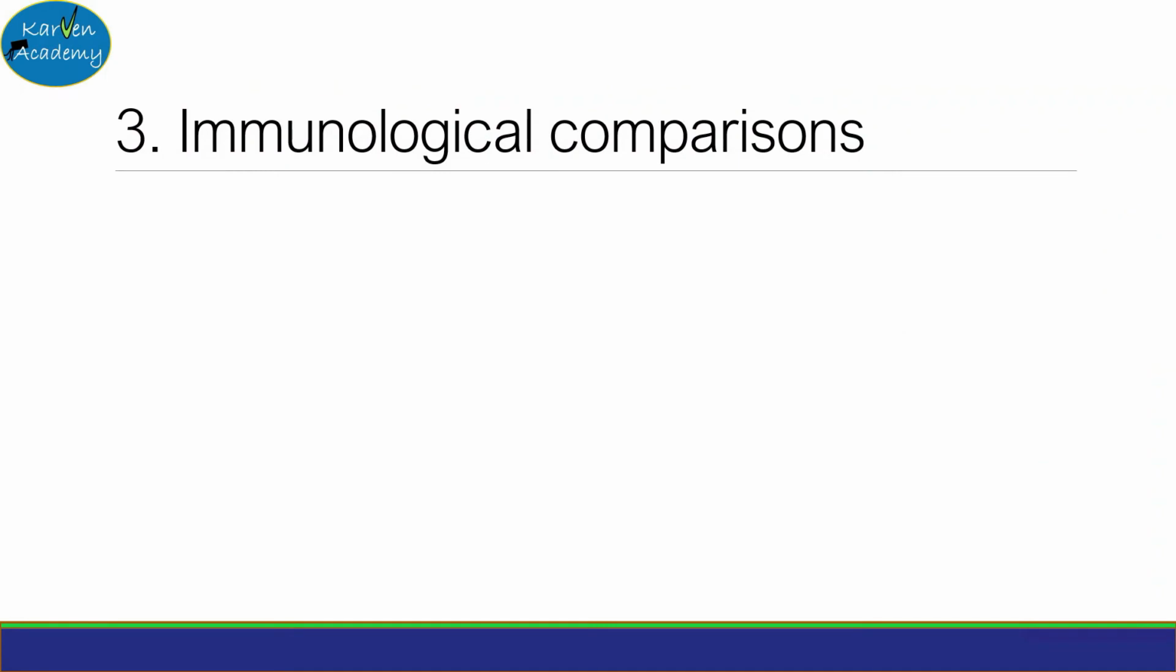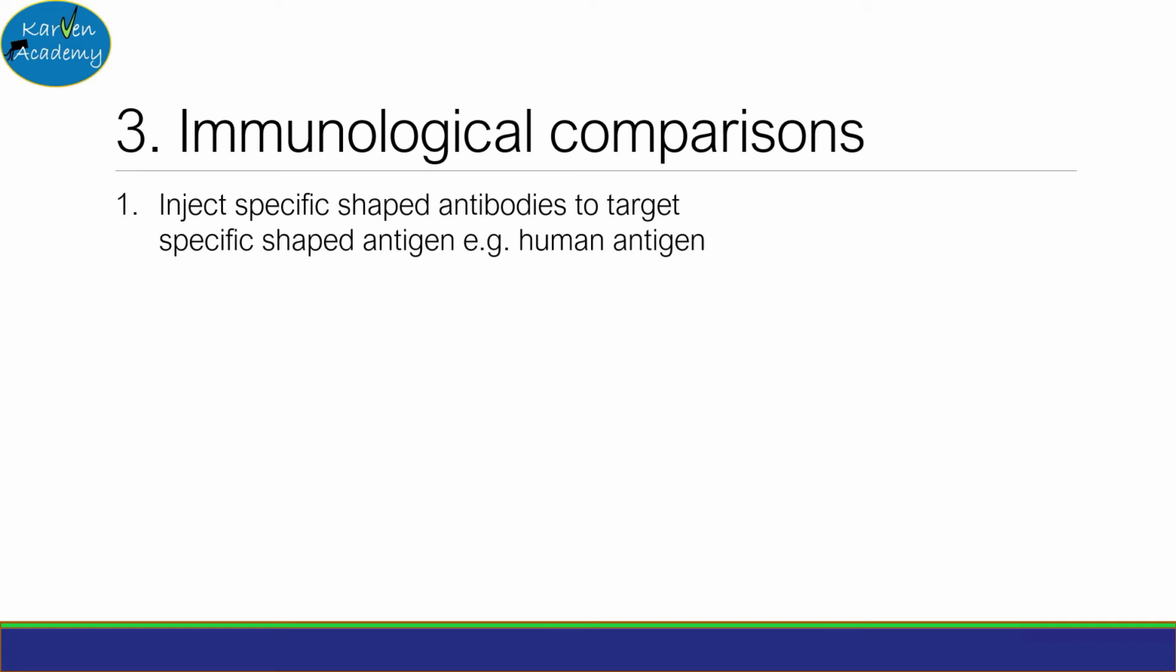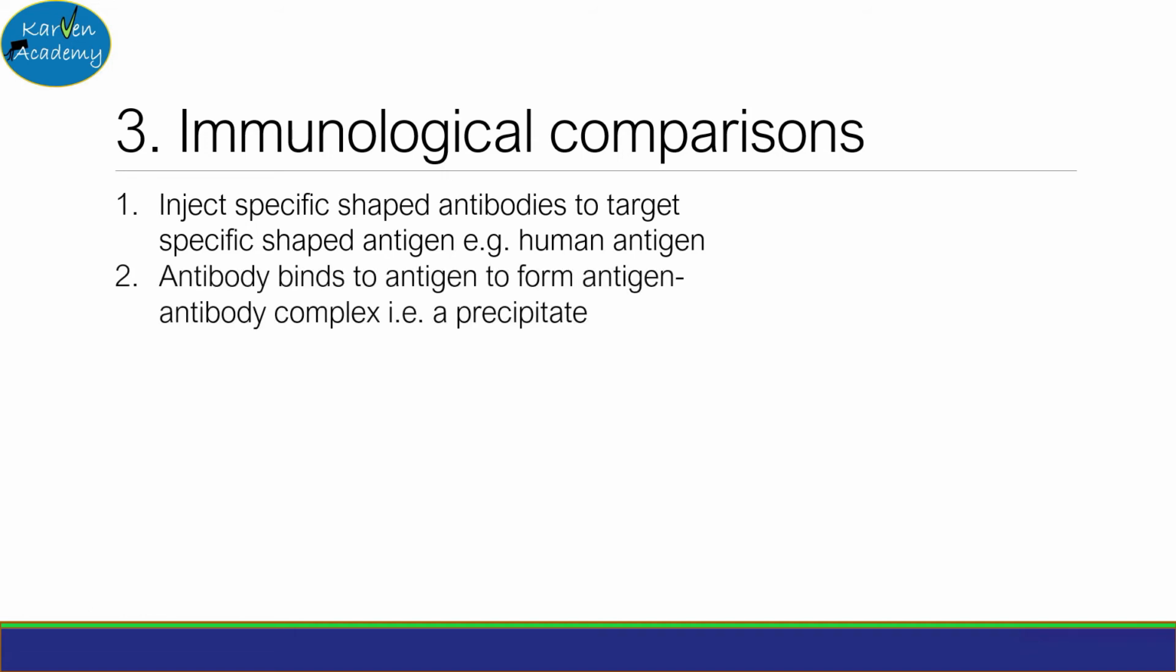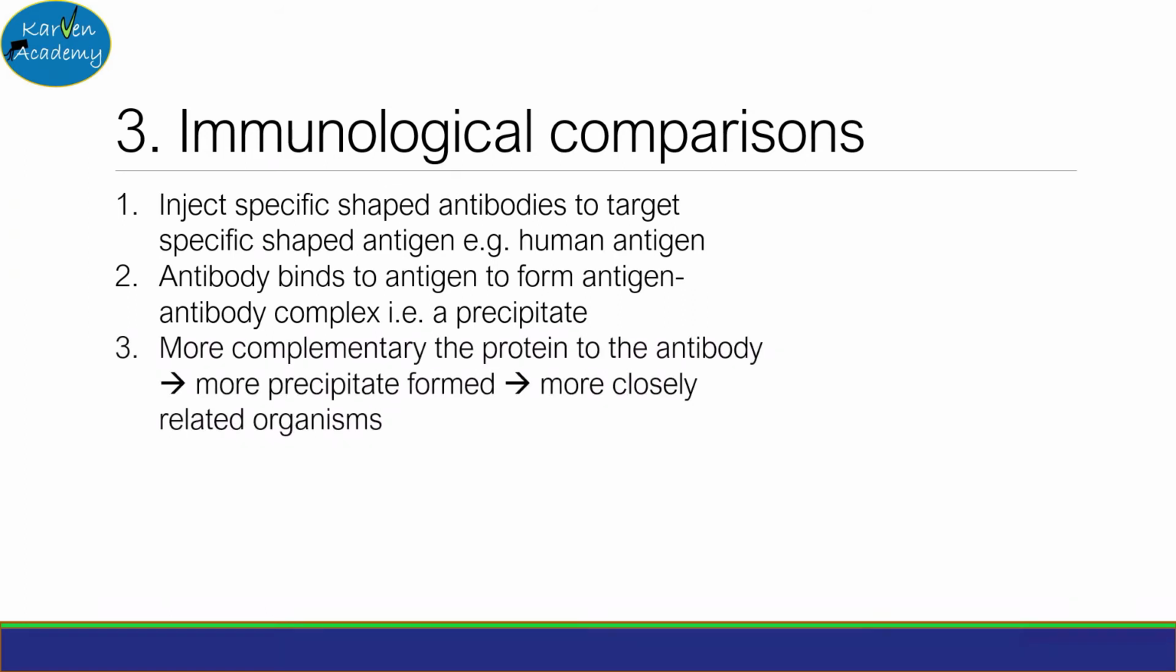Finally, we can do immunological comparisons. This involves injecting specific shaped antibodies to target specific shaped antigens, for example the human antigen. The antibody then binds to the antigen to form an antigen-antibody complex, that is, a precipitate. The more complementary the protein to the antibody, the more precipitate is made, and the more closely related the organism.